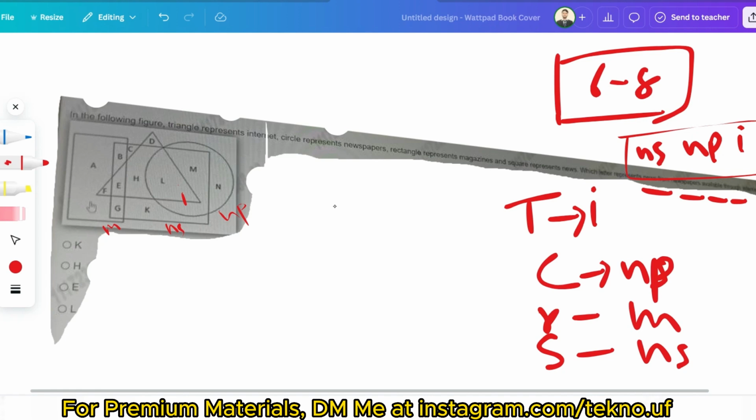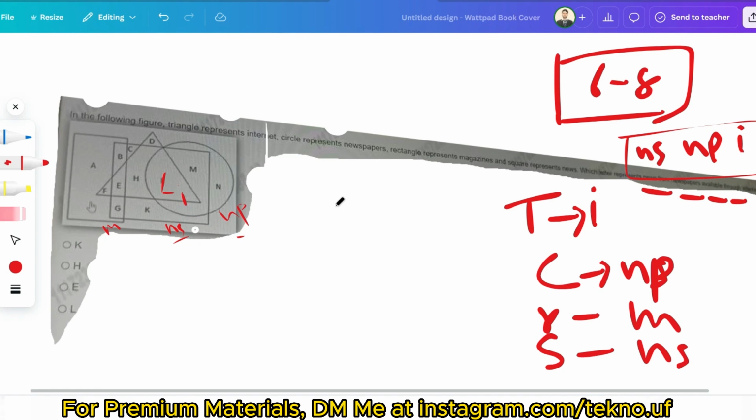And from newspaper, we can get this news only, that is L, M, and N as well. Sorry, L and M. Okay, because LM is present inside the square, right? So only LM can be possible as of now because LM is common for news and newspaper. Now we have to find which can be accessible through internet. So triangle is internet, right? So only L is common, which is present in triangle, square, and circle.